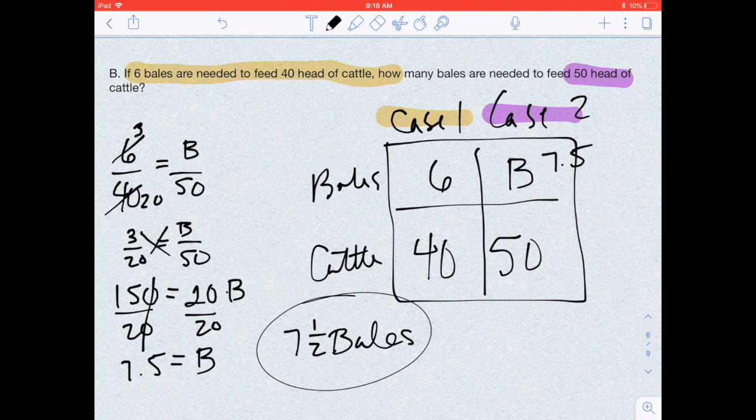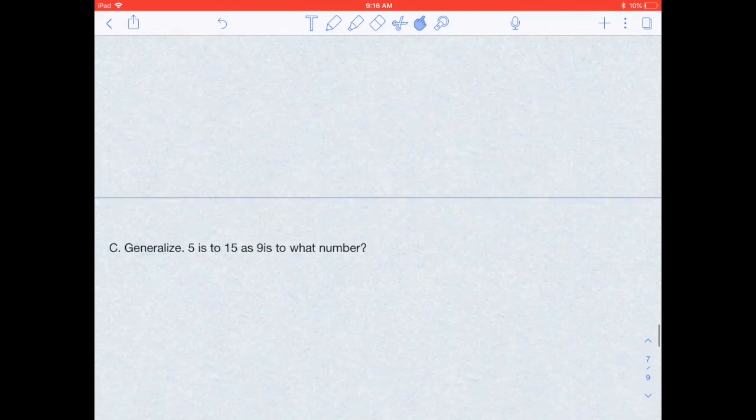And you know, that's a reasonable answer because 40 to 50 isn't much higher of a number. So I would expect it to be not much more than 6, but higher than 6. So this is a reasonable answer. So 7.5 bales is letter B.